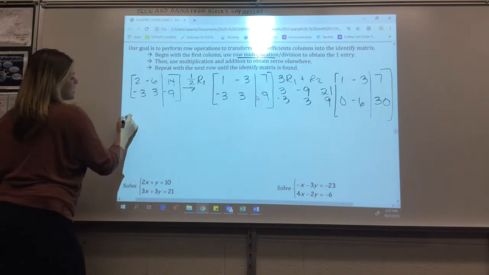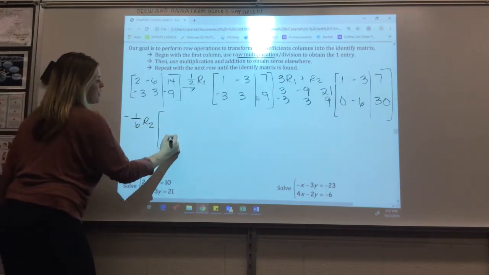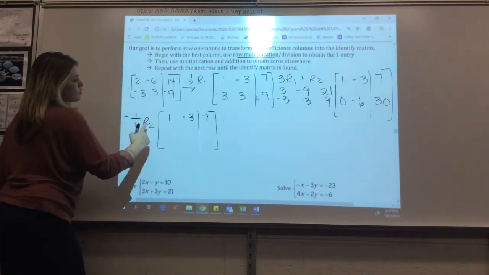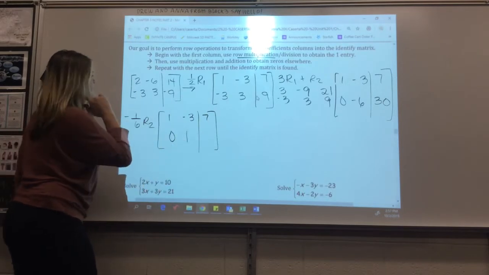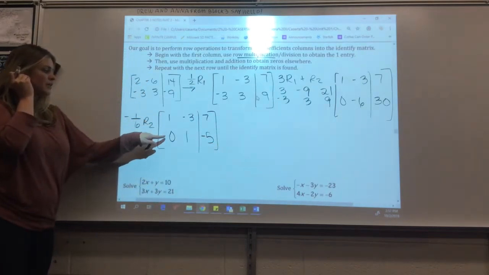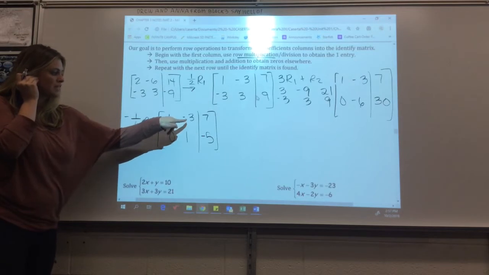Okay, we're going to take a -1/6 times row 2. We have not affected row 1 at all, so we're going to rewrite it. Row 2 now is 0, 1, -1/6 times 30 is -5. So we hit 0, we get 1, we get 1, we get 0, we get 1. Now this 1 is going to knock out this -3.